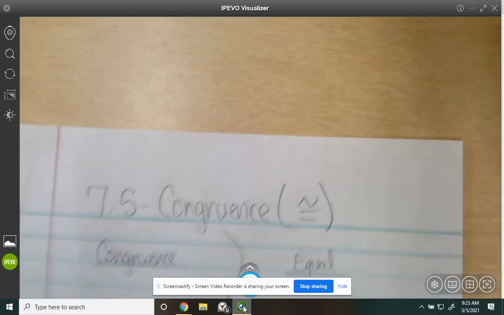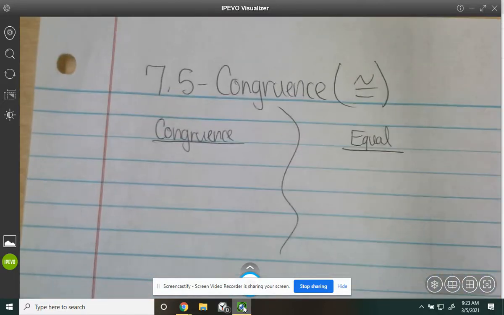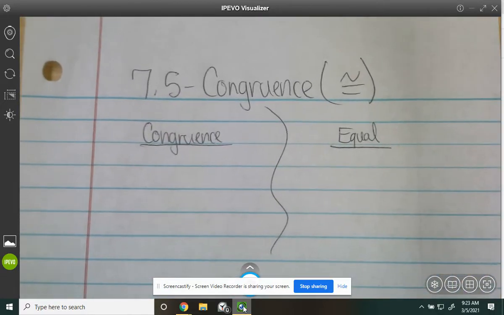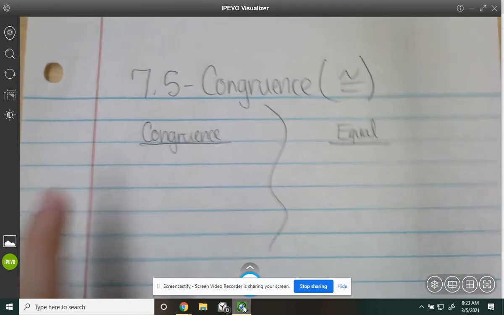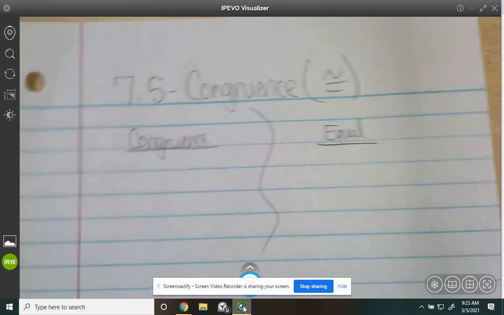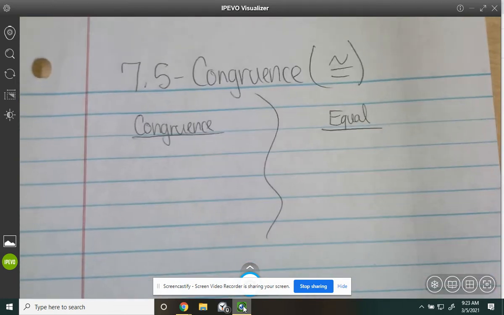Okay, 7.5 is all about congruence. So that little symbol right there, that's just an equal sign with a squiggly on top. That is the symbol for congruence. So you'll be using that quite a bit today, actually.